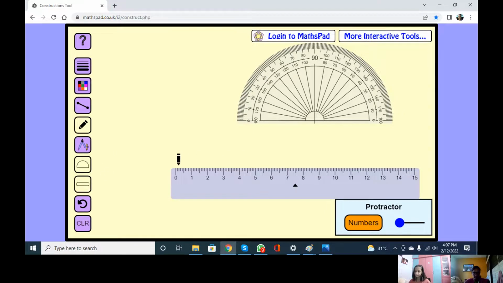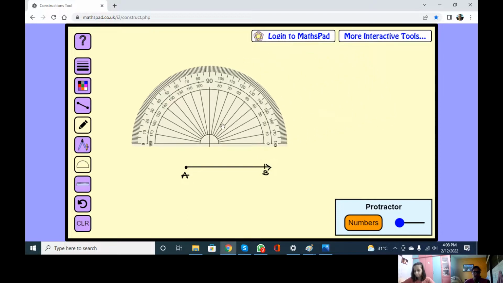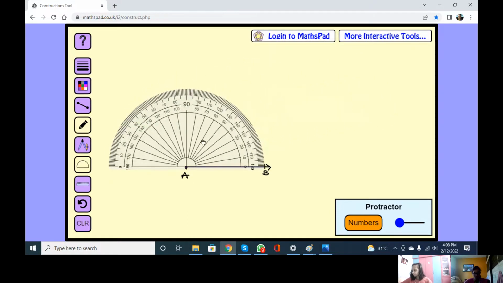Draw a ray with any measurement. Name this ray AB. Put your protractor in such a way that the central point lies on A and this 0 coincides with your AB ray. Now we need to measure 137 degrees.